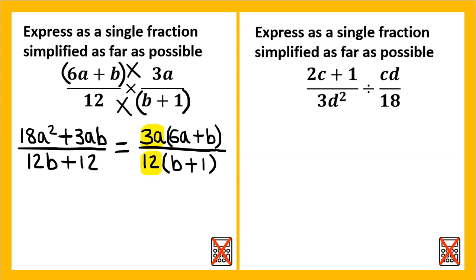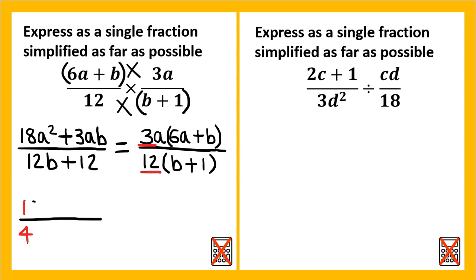Now we can focus on the factors which are outside of the single brackets and simplify these parts. Notice how we have a factor of 3 at the top and a factor of 12 at the bottom. Both of these are divisible by 3. 3's go into 3 once, 3's go into 12 4 times.